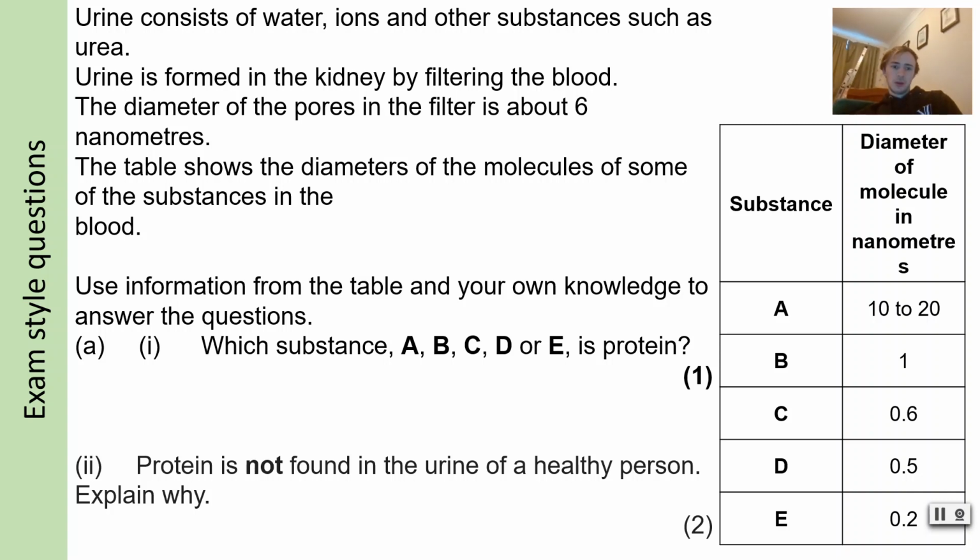So, use information from the table and your own knowledge to answer the questions. Which substance A, B, C, D or E is a protein? Well, it says the diameter of the pores in the filter are 6 nanometers, and we should know proteins are far too big to go through the filter. So it has to be substance A, because it's too big to go through a 6 nanometer hole. Protein is not found in the urine of a healthy person. Explain why. That's because it's too large to go through the filter, so it stays in the blood and doesn't enter the urine. And I'll show you the exact mark scheme in a minute.